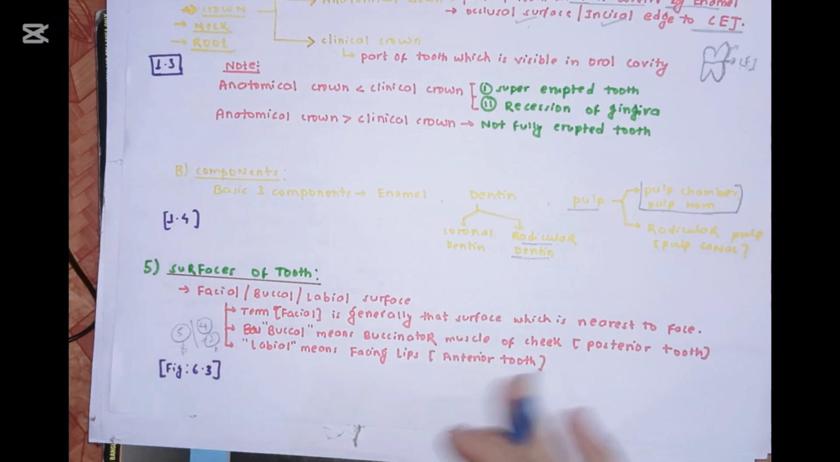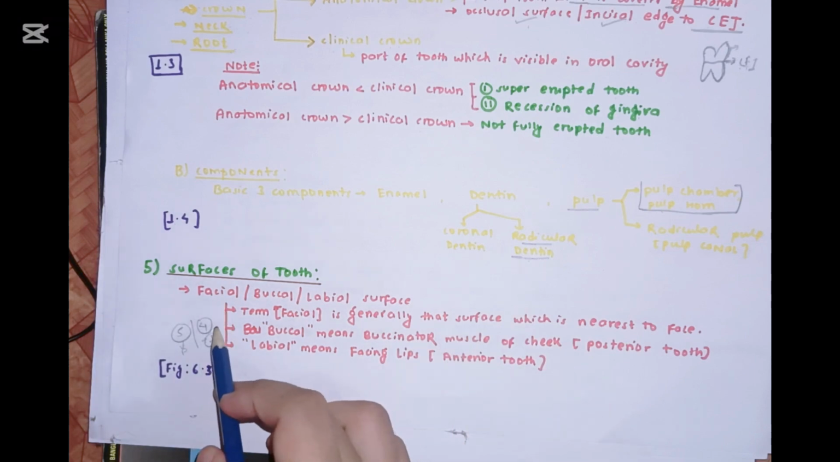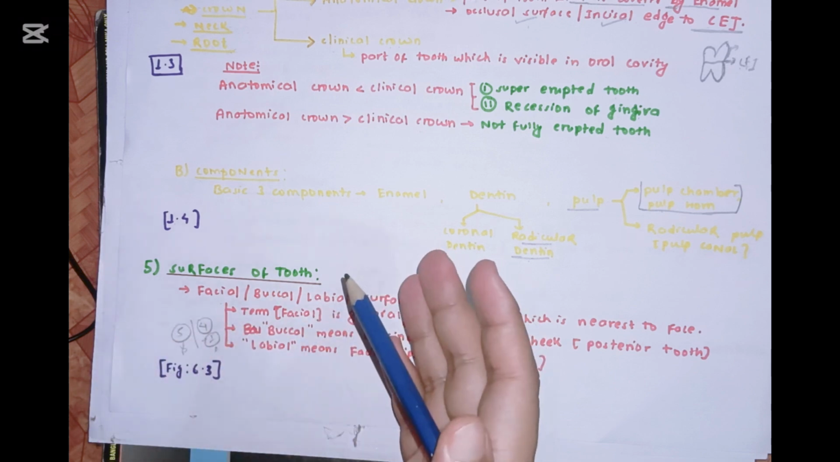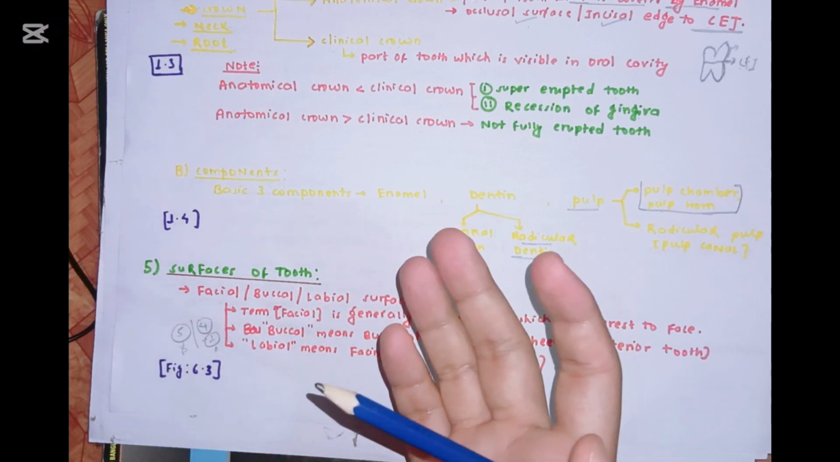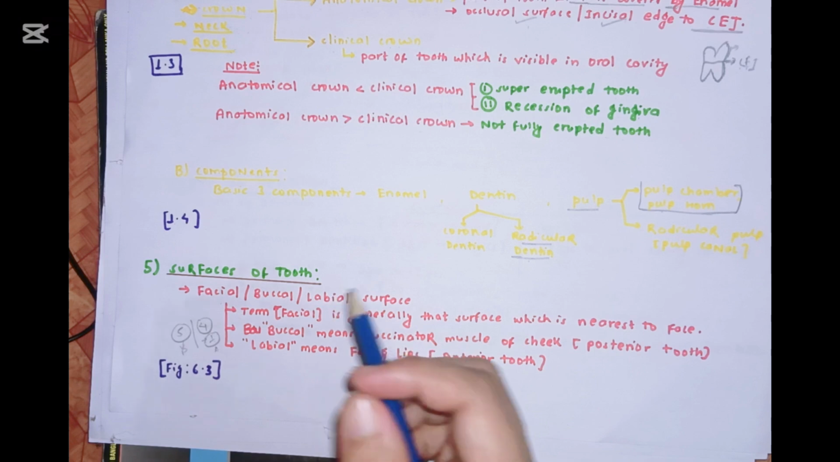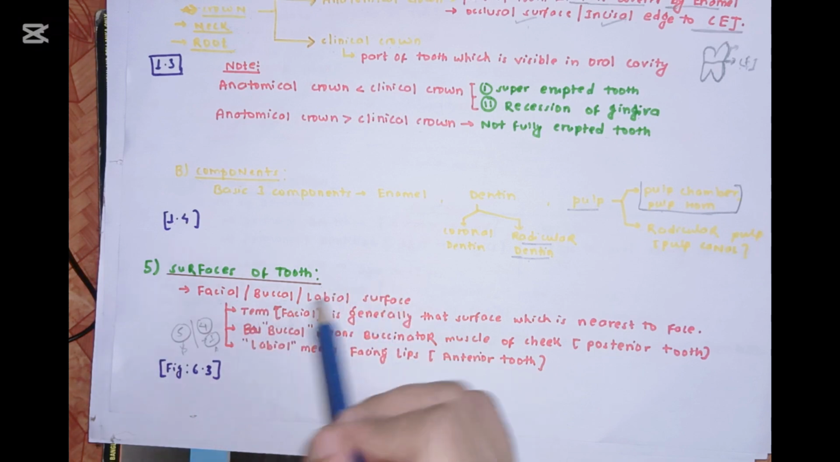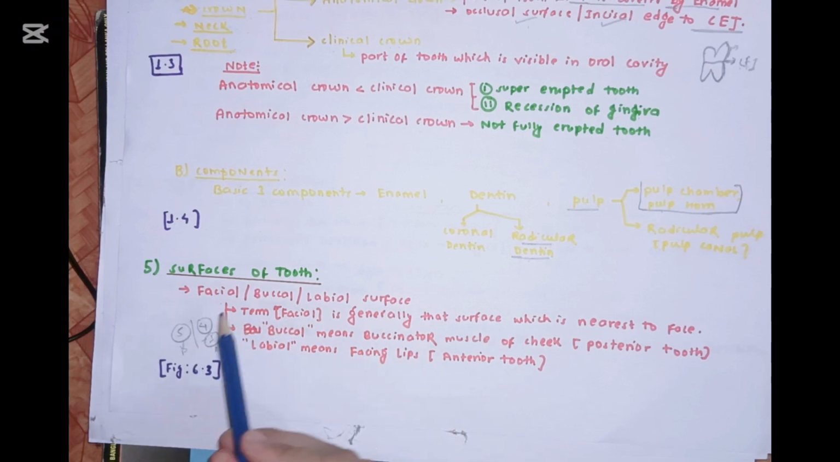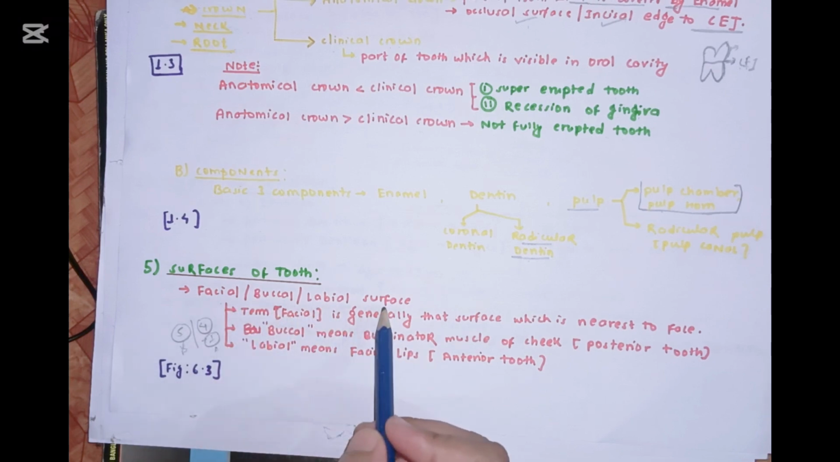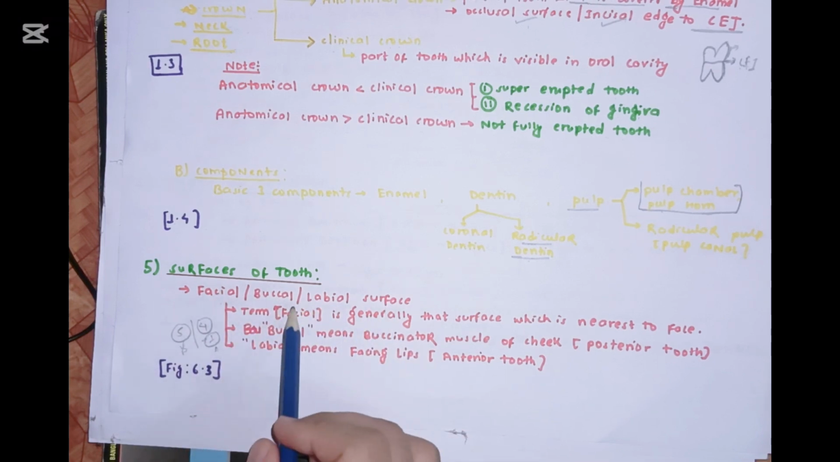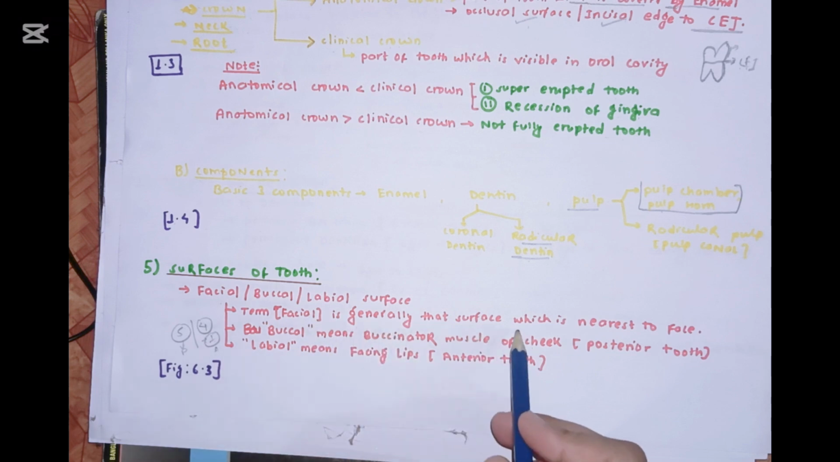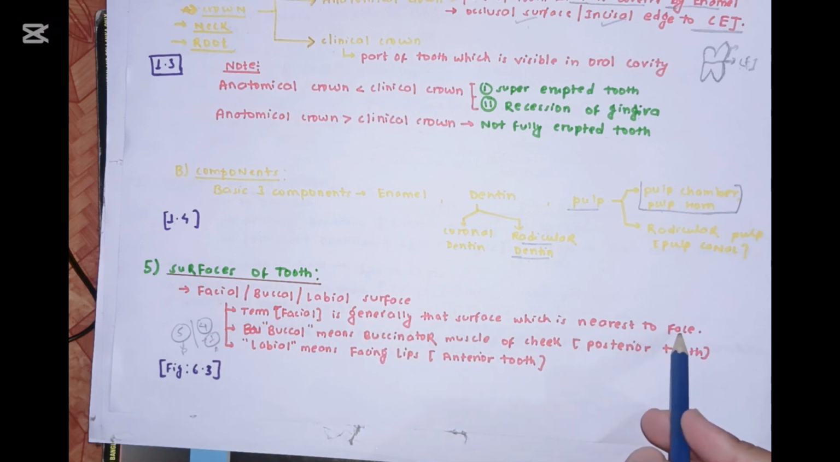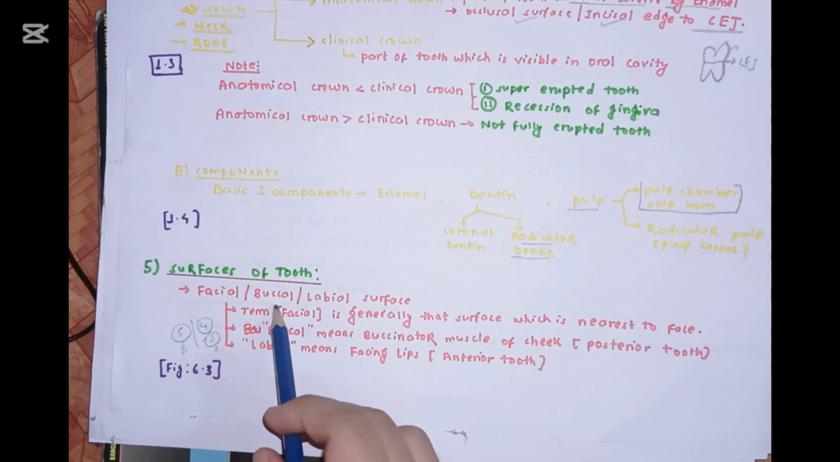So what are the four surfaces of the anterior teeth? Anterior teeth contain four surfaces: facial, mesial, distal, and lingual or palatal. Similarly, in posterior teeth the addition of the occlusal surface makes it five. Let's discuss the facial, or buccal, or labial surface. Facial is a collective term generally referring to the surface nearest to the face, which may be buccal or labial.